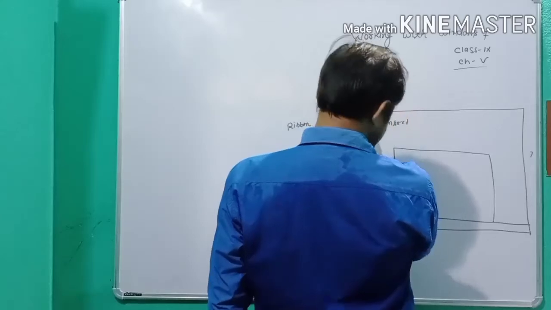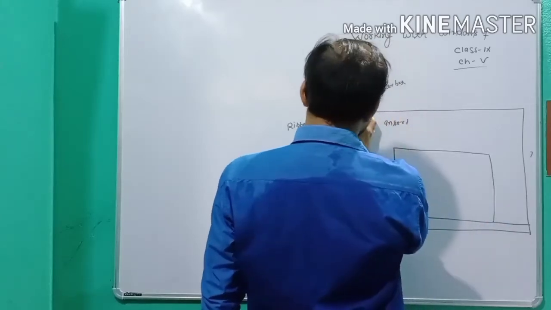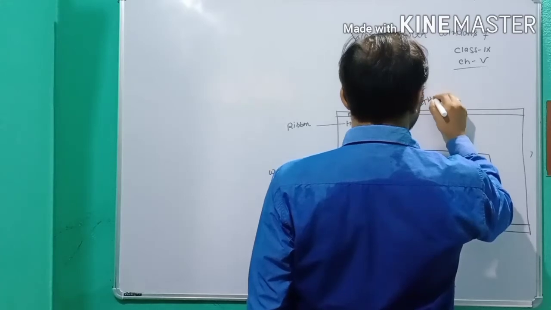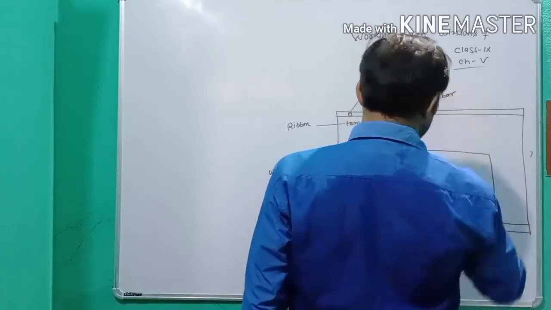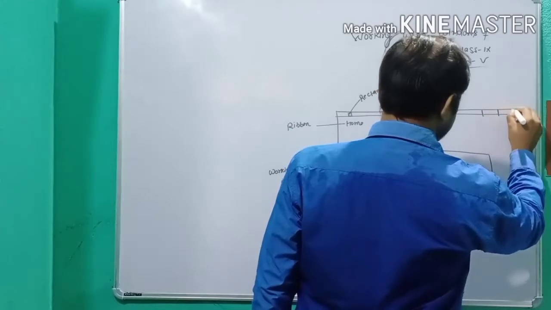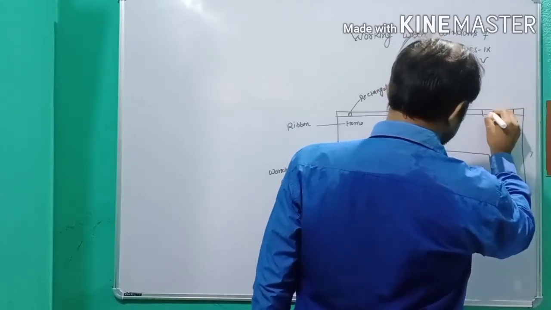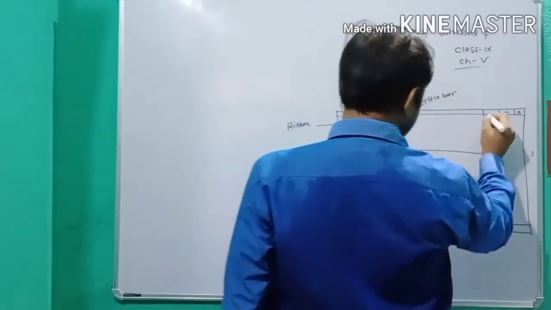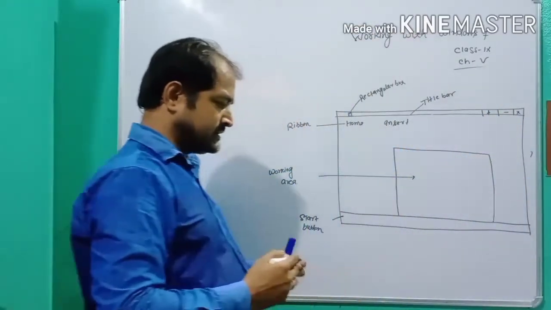The upper side area is related to the title bar. The title bar has three points: maximum, minimum and close.